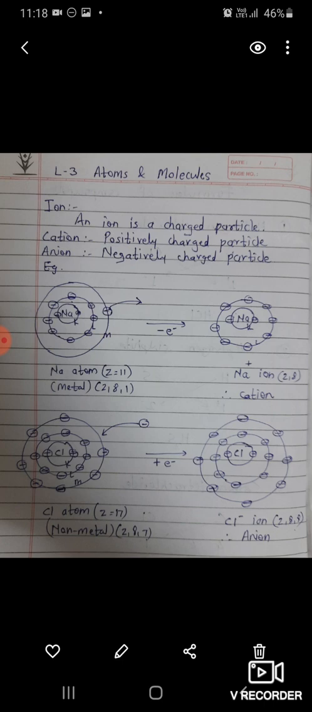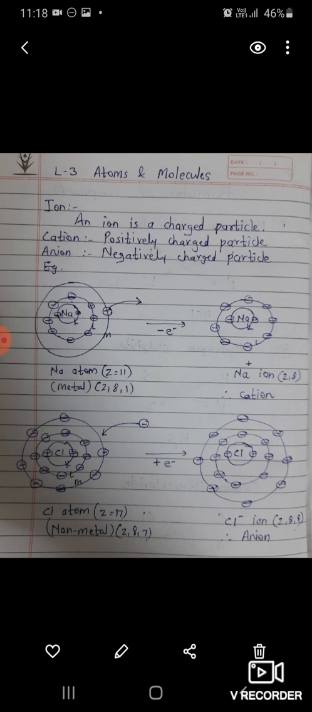Children, you all know metals and non-metals. A few examples of metals: sodium, calcium, potassium. Non-metals: chlorine, fluorine, iodine, sulfur, oxygen, right? So metals and non-metals are two different kinds of elements. They combine with each other and we get ionic compounds. So let's see what an ion is.